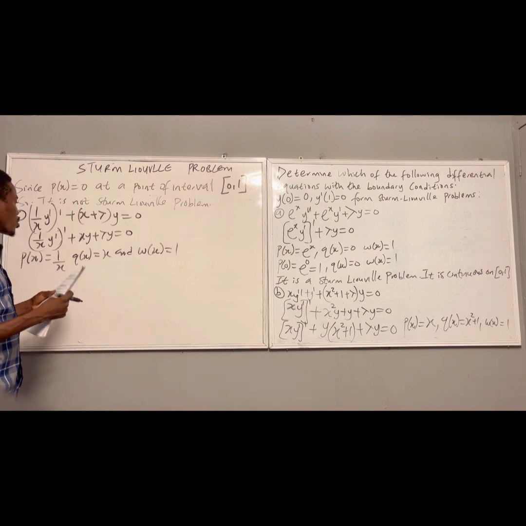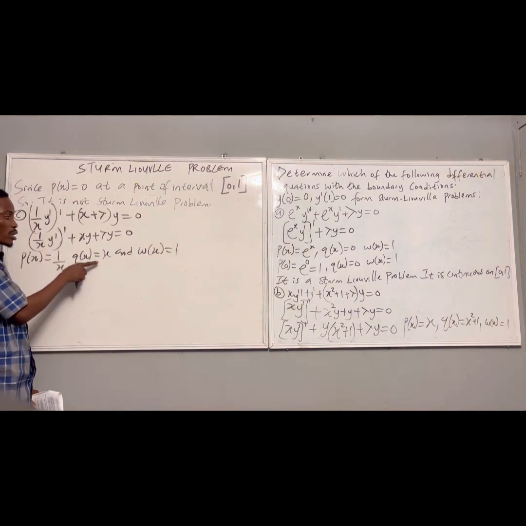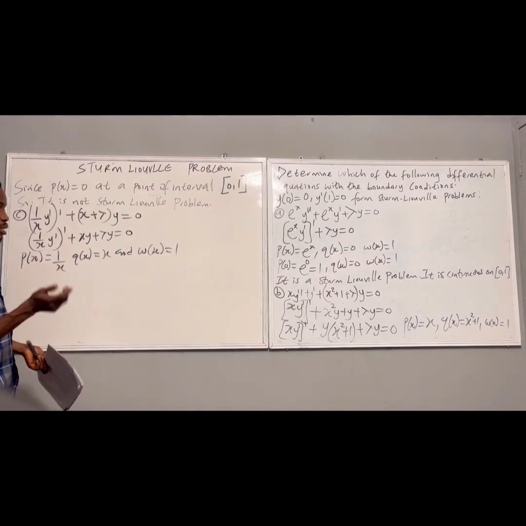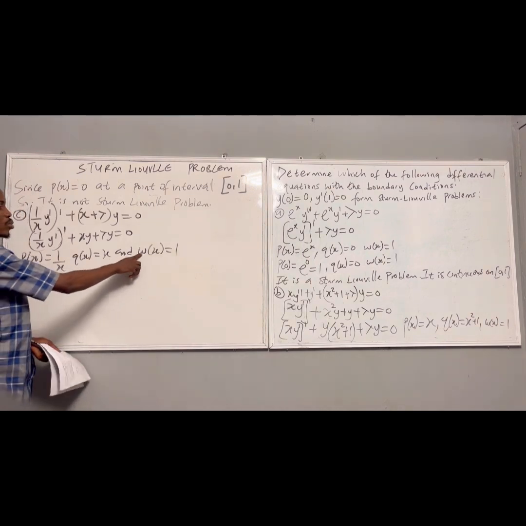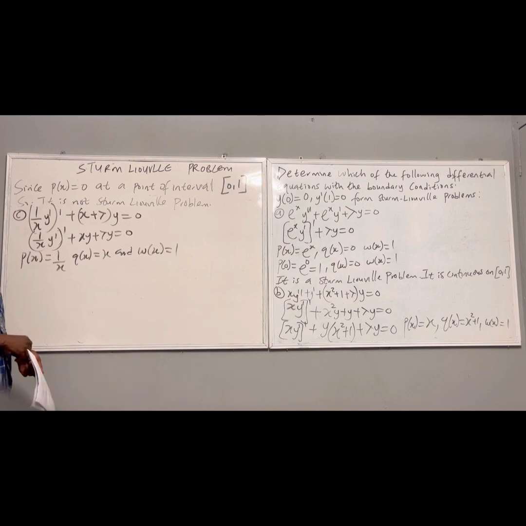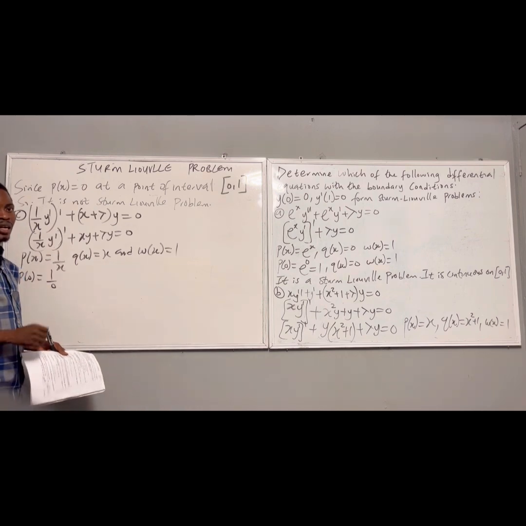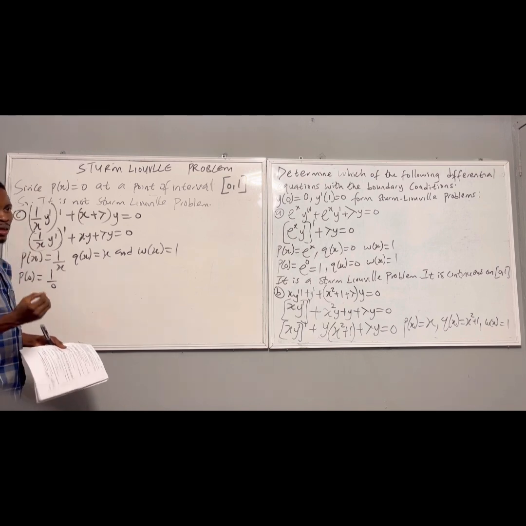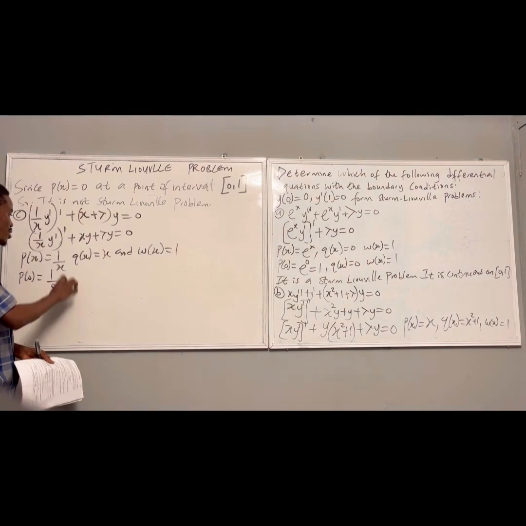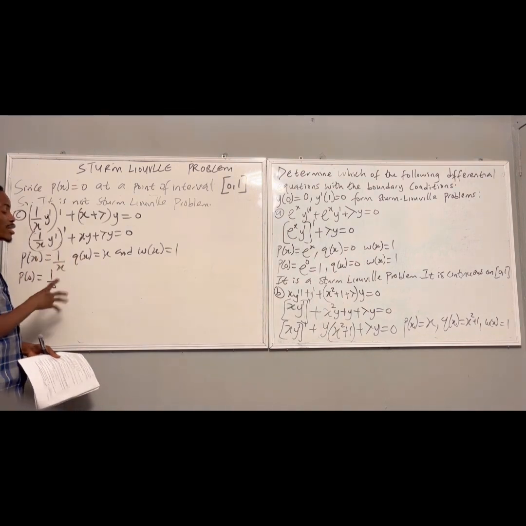You can see that the coefficient of y here is x. So for this one to be a Sturm-Liouville problem, let us check if p of x and w of s are constant. W of s is constant here. For p of s, if I put s equal to 0, I'm going to have 1 over 0. And 1 divided by 0 is what? Undefined. It means it is not continuous. And remember that a continuous function must be well defined and the limit must exist. So it means it is not continuous, that is, it is undefined.